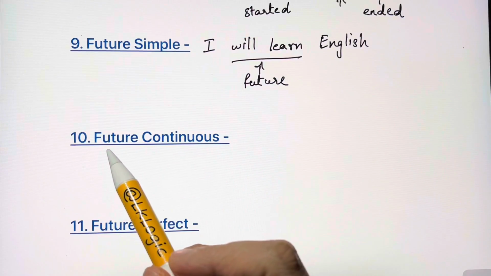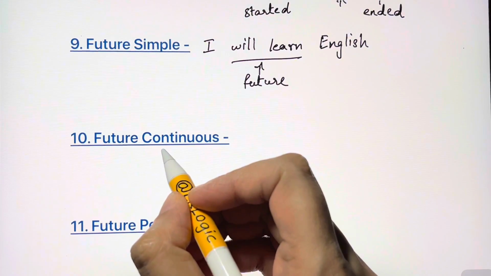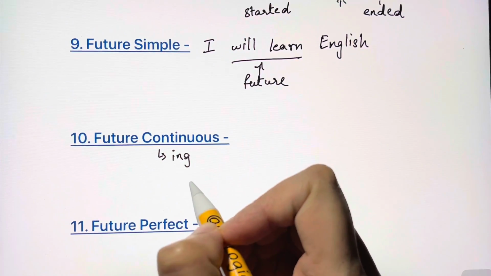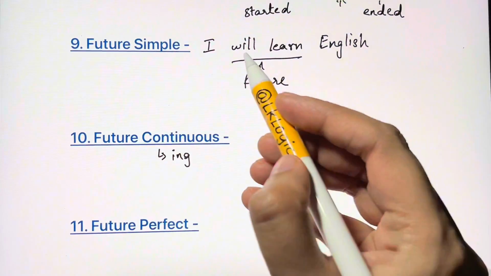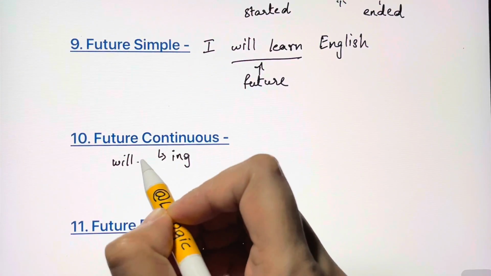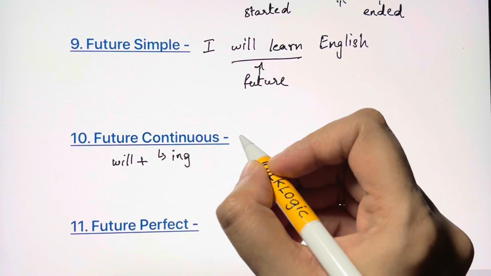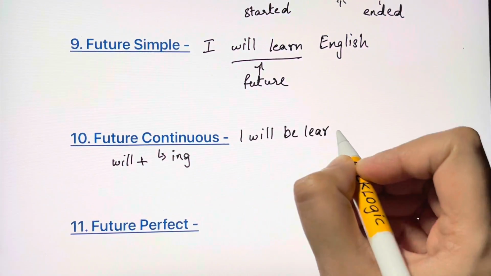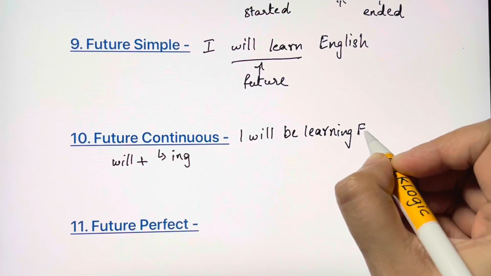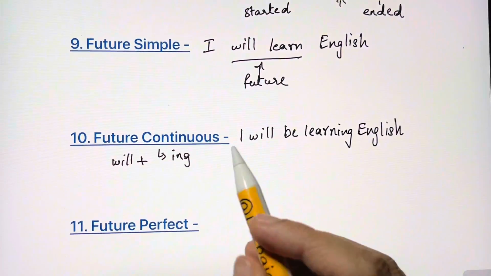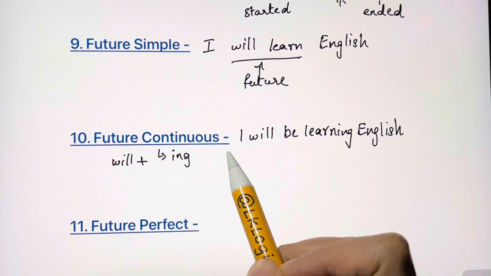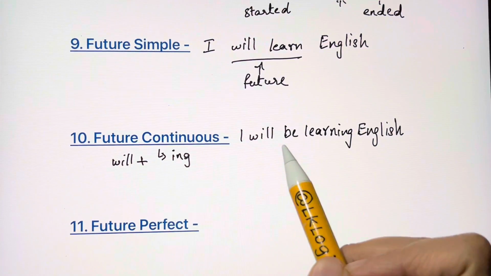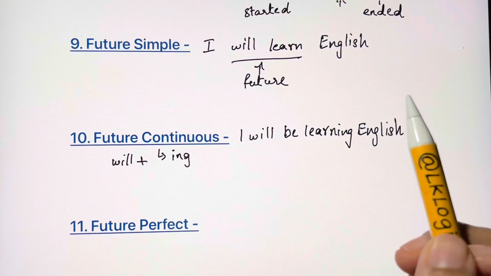That's it. What about future continuous? So as you have continuous here, you will add ing to the base verb. So ing will be used here. So with future, you will be adding will, right? Will plus the ing form of the verb. So what will be our sentence? I will be learning English. So future continuous tense is a verb that shows an action happening over a period of time in future. For example, I will be learning English all night.